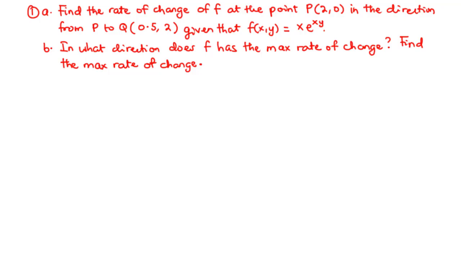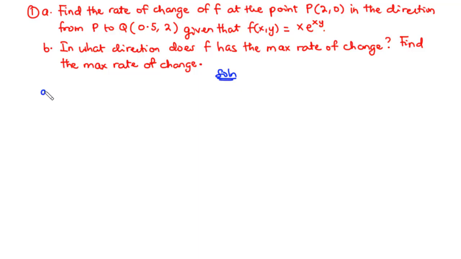So let's try this example. Example 1a. We are going to find the rate of change of f at the point P in the direction from P to Q, given that f of x, y is equal to x times e to the power xy. And then b, in what direction does f have the maximum rate of change? Find the maximum rate of change. So we are going to solve this example, a and b.